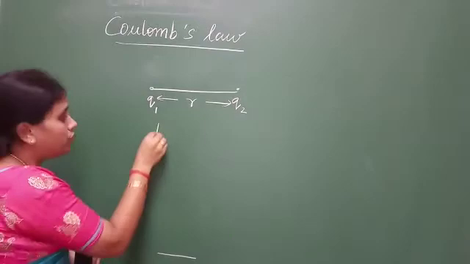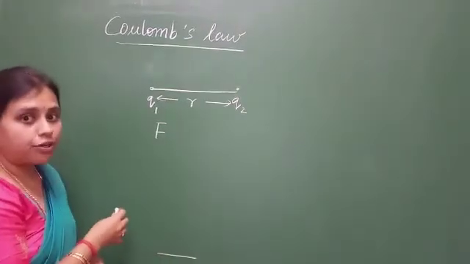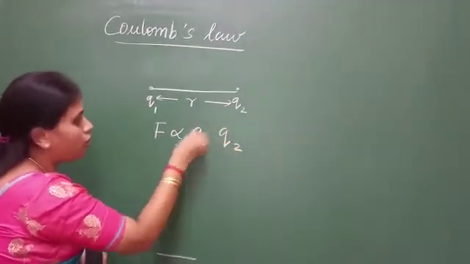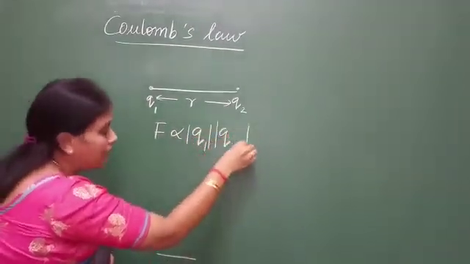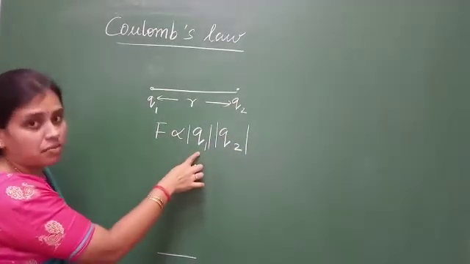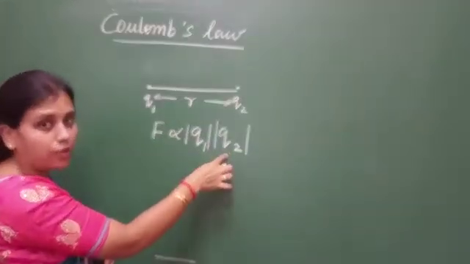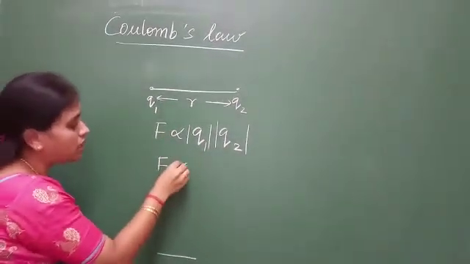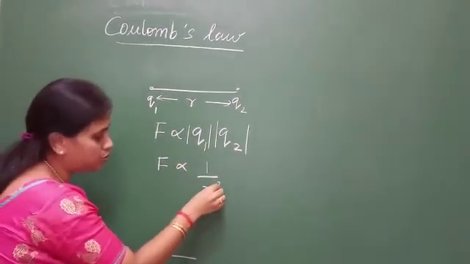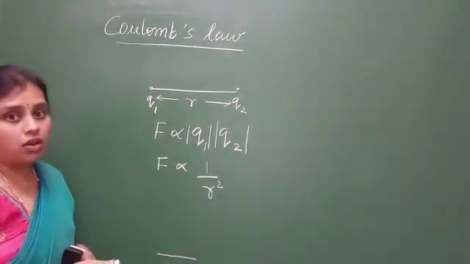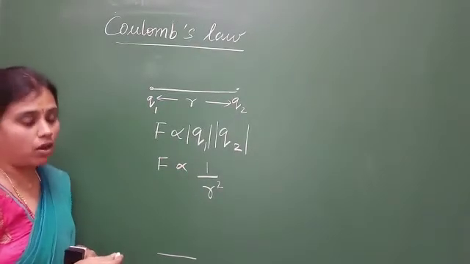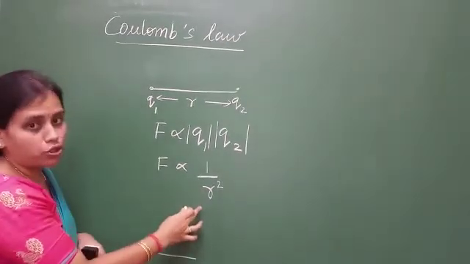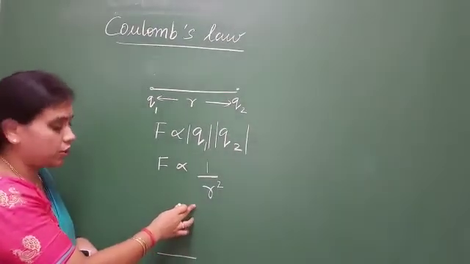According to Coulomb, the force exerted by either of the charges is directly proportional to the magnitude of the two charges, expressed by means of mod of Q1 and mod of Q2. Similarly, the magnitude of the force also depends upon the separation between the two charges. Since this law obeys the inverse square law, the magnitude of the force is inversely proportional to the square of the separation between the two charges.